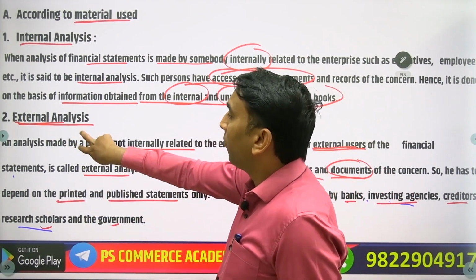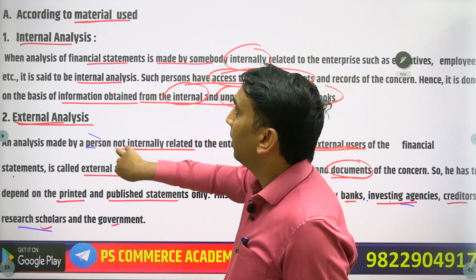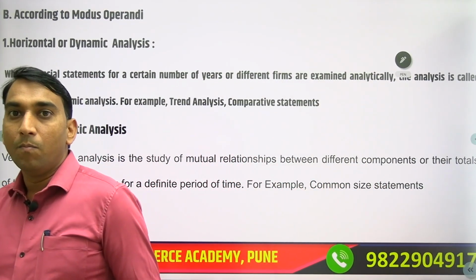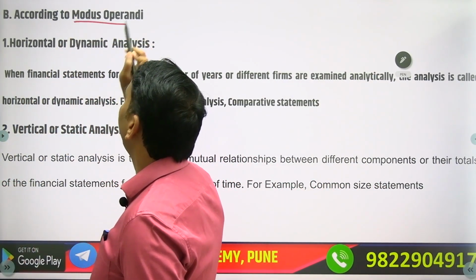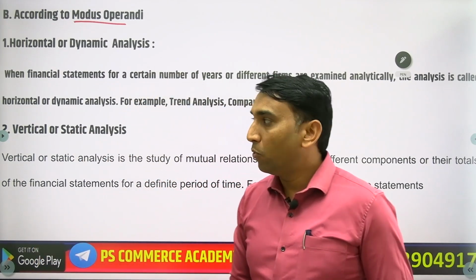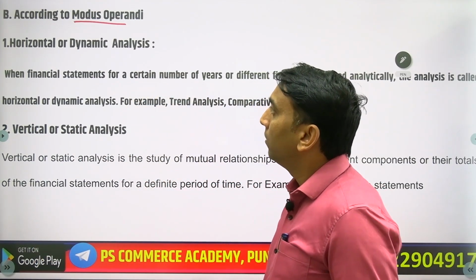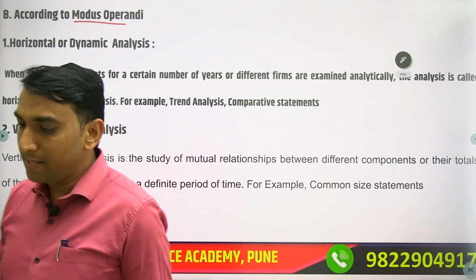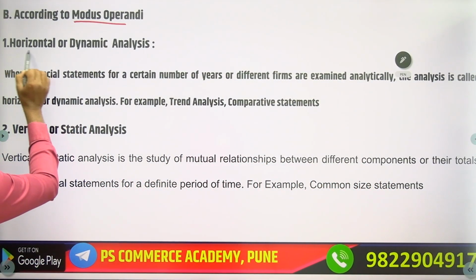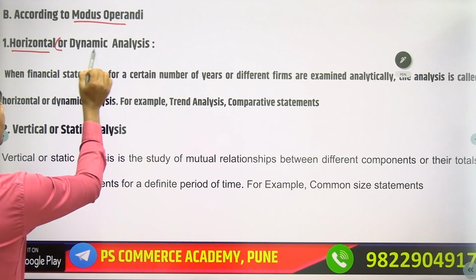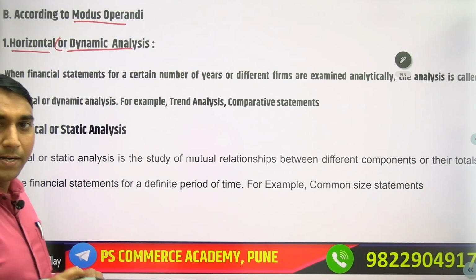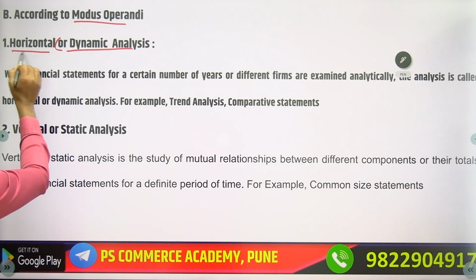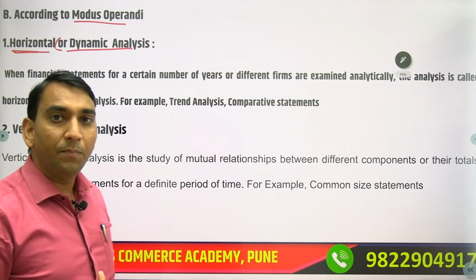Now we'll see the very important part of the session, and that is financial analysis by modus operandi. Modus operandi means कार्य प्रणाली. Modus operandi का मतलब क्या होता है? कार्य प्रणाली. So according to this analysis, first part is horizontal, and that is also known as the dynamic analysis. Horizontal analysis. हॉरिजॉन्टल एनालिसिस का मतलब क्या होता है?